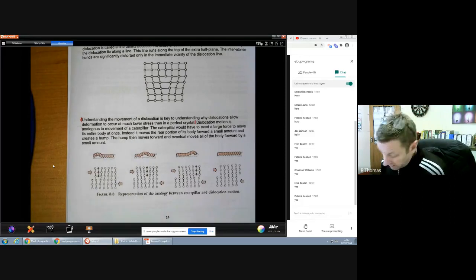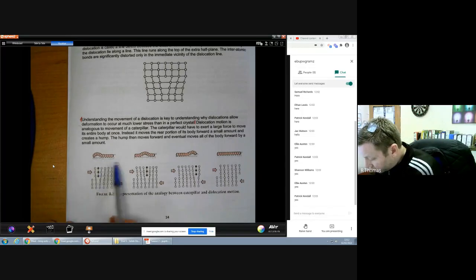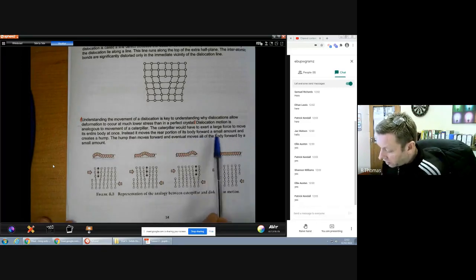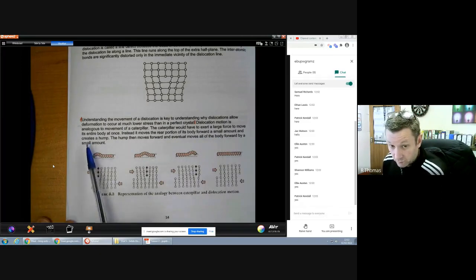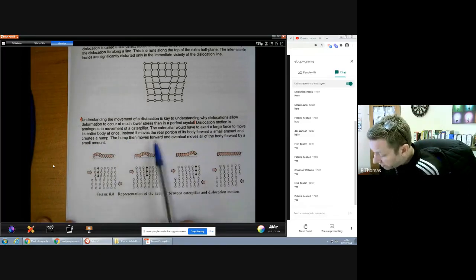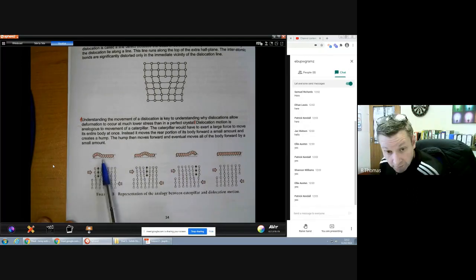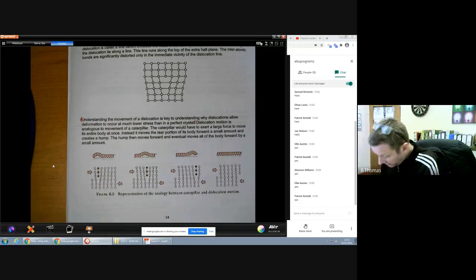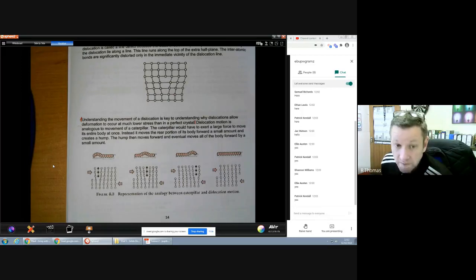So you've all seen a caterpillar, and it doesn't just slide along the ground, right? You see a hump of it moving along its body. Right? It says the caterpillar would have to exert a large force to move its entire body at once. Instead, it moves the rear portion forward a small amount at a time, creating the hump that we see, and that's how the whole thing moves forward. And that's exactly what goes on with these dislocations, right?